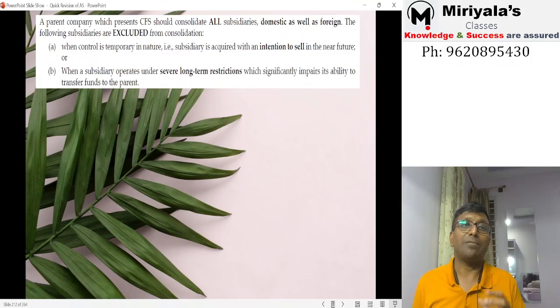The second reason is where the subsidiary is operating under severe long-term restrictions. Say your subsidiary is in Pakistan or China, and that country has kept long-term restrictions, like you should not transfer even 1 rupee to India. Then you should not consolidate. Sir, if I don't consolidate, what should I do? Under these two circumstances, if you are not consolidating, you are supposed to show it under Accounting Standard 13 as a non-current investment. That's all. The non-current investment will be held at cost as per AS 13.